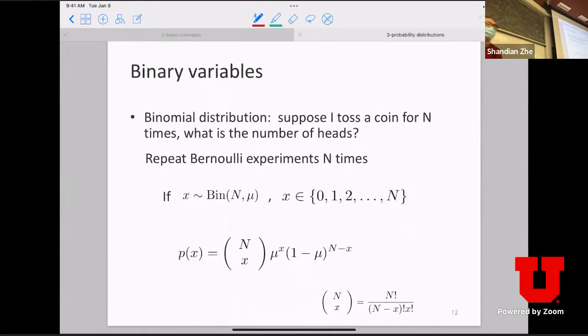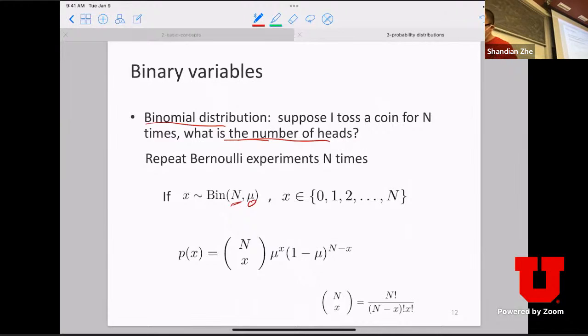Now, suppose your experiment is to toss a coin 100 times, and I'm interested to know the total number of heads out of these 100 tosses. Then this number will follow the so-called binomial distribution. A binomial distribution is determined by two parameters. First, mu, which is the same as the Bernoulli distribution. The other is the number of trials, number of experiments, n.